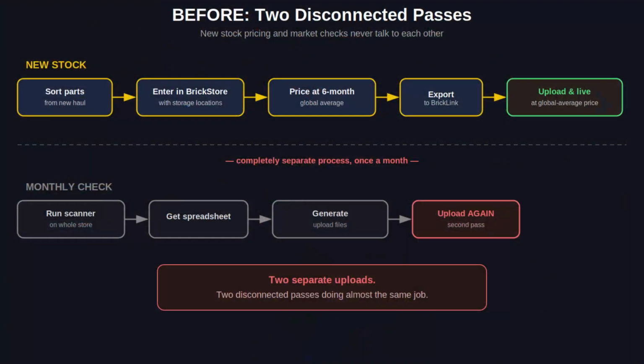So concretely, here's what that changed. Before, I sorted the parts, I entered them into BrickStore with their locations, I priced everything at the average 6 months old, I exported, I uploaded into BrickLink, and separately, once a month or so, I ran the scanner against my whole store. I got a spreadsheet, I generated the upload files, and I uploaded again. 2 disconnected passes.